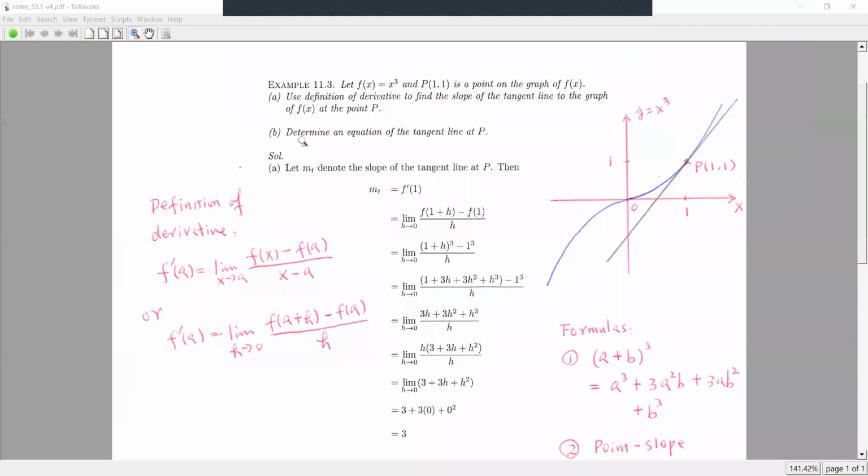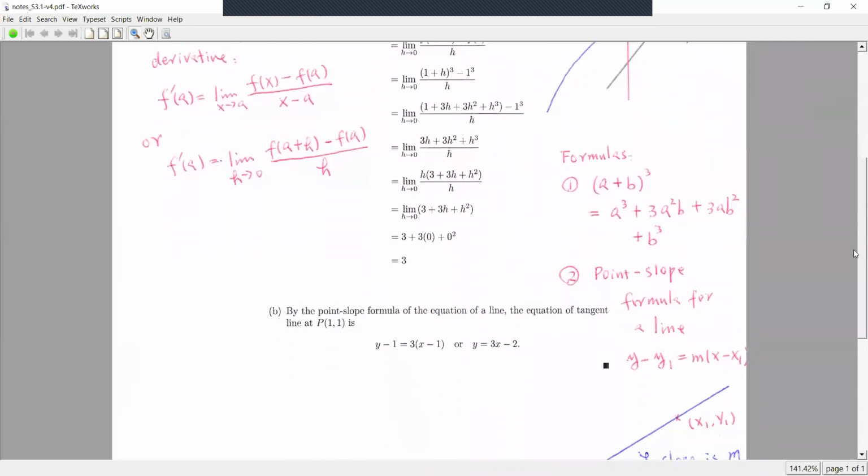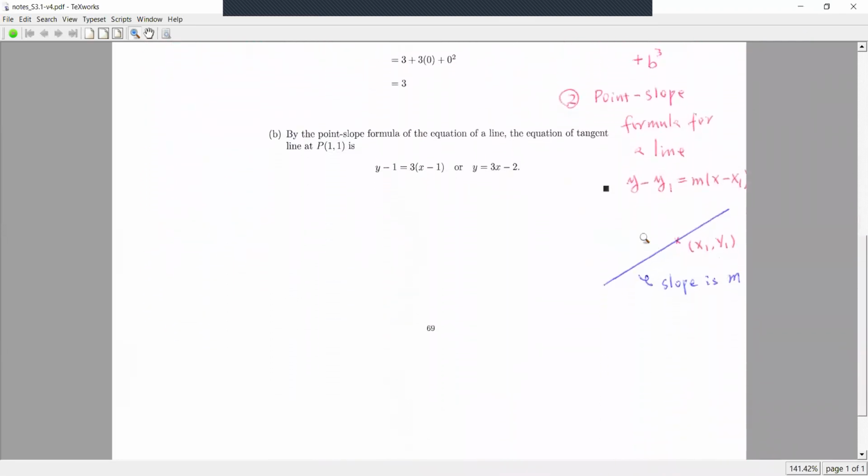Now, part B. Determine an equation of the tangent line at the point P. About this tangent line, now we know the slope of the line. The slope of the line is 3. And also we know one point on the line. The point is point P. So we can use the point slope formula to write down the equation of the line. This is the point slope formula of a line.